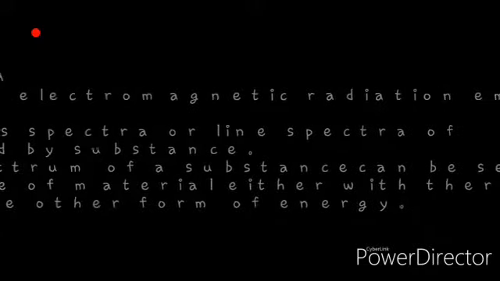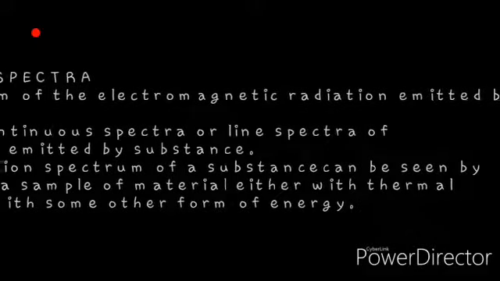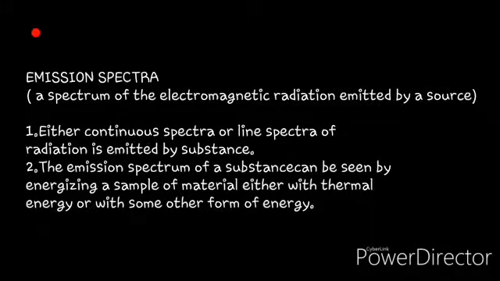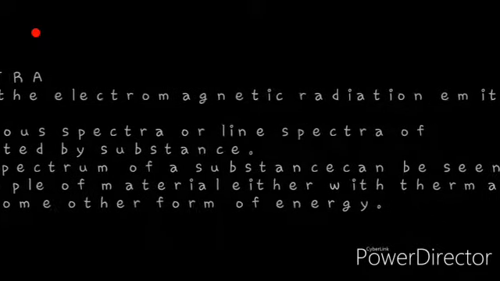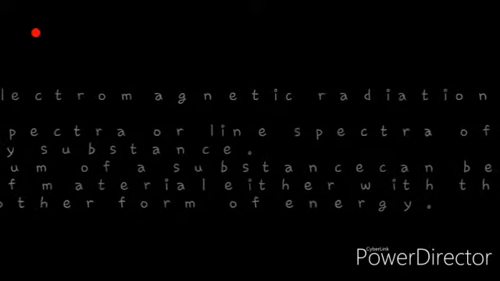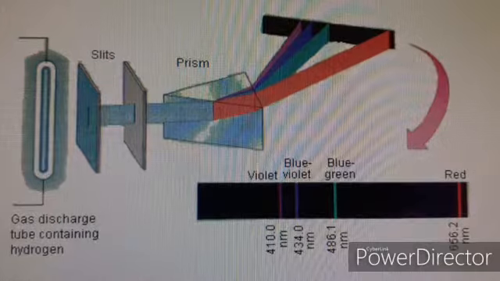Hello. Now I'm going to tell you what the emission spectrum is. So let's go. Emission spectrum is a spectrum of the electromagnetic radiation emitted by a source. Either continuous spectra or line spectra of radiation is emitted by a substance. The emission spectrum of a substance can be seen by energizing a sample of material either with thermal energy or with some other form of energy, for example, a high voltage electrical discharge.